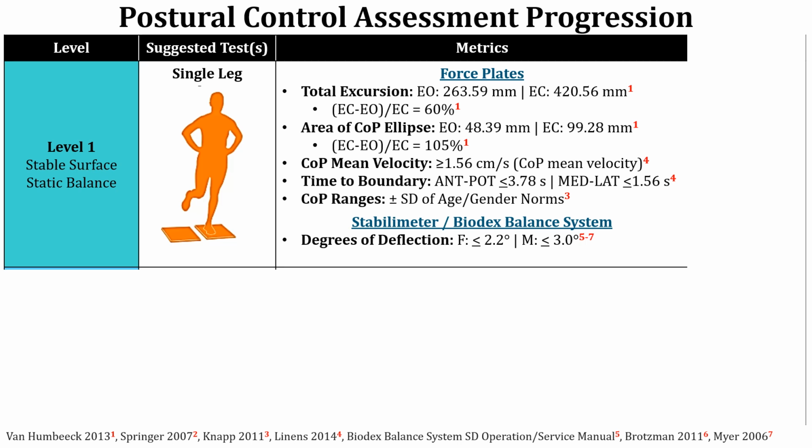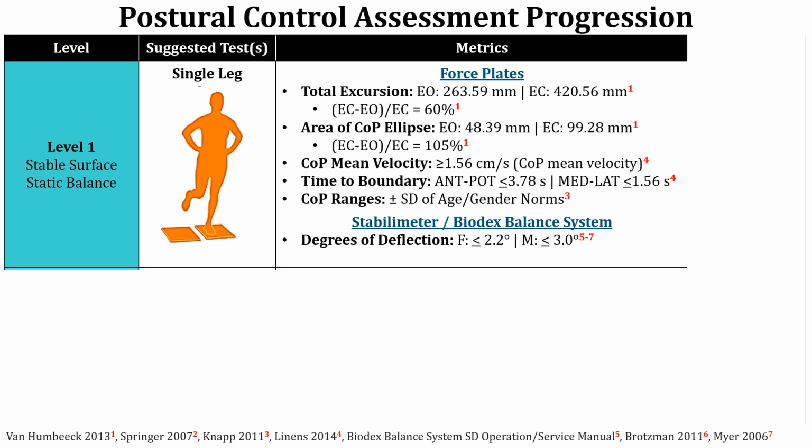You can see the quantified cutoffs for the metrics as shown here, with total excursion, area of the center of pressure ellipse, center of pressure mean velocity, and the time to boundary. Wasn't previously described, but essentially this is how quickly the center of pressure would get to the boundary of the foot if it was to continue in that trajectory. This is quantified within certain systems if you so choose to or have access to the force plate.